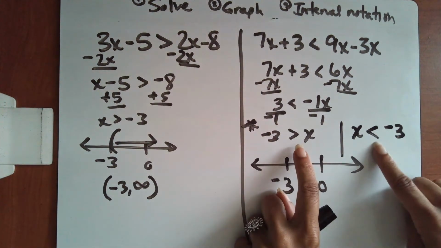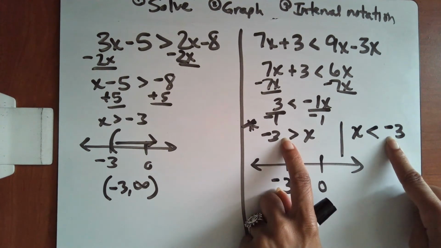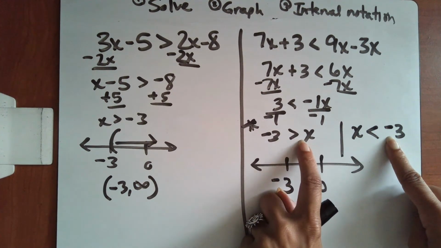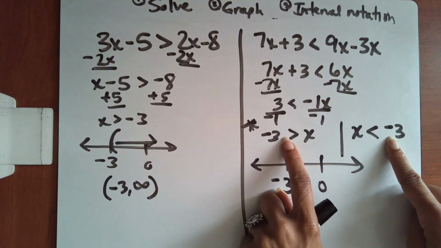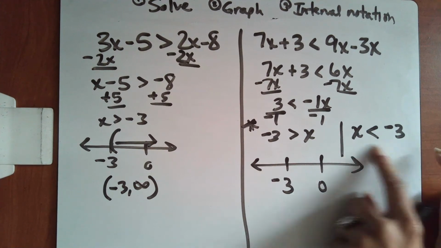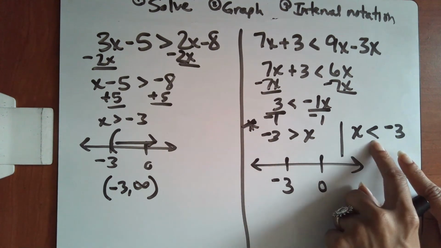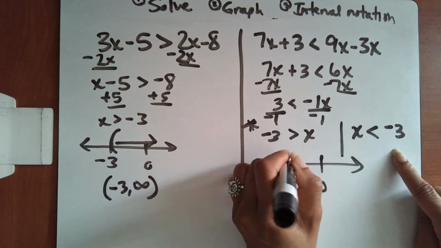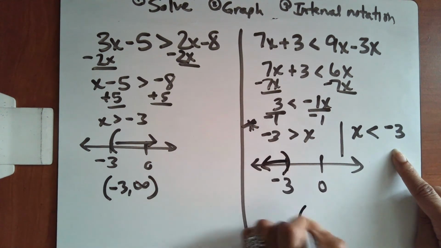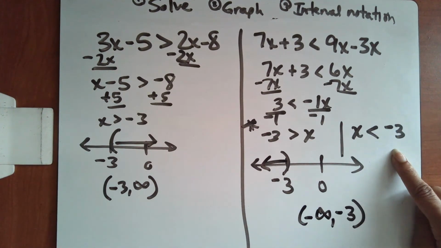So I rewrite it and it looks flipped, but it's really the same thing because the mouth is still open to the -3. See that? The mouth is still open to the -3. I'm just putting it in a way so that I can graph it and read it from left to right instead of reading it backwards. x is what? Less than -3 is the solution. So from -infinity to -3 would be the solution here. Okay.